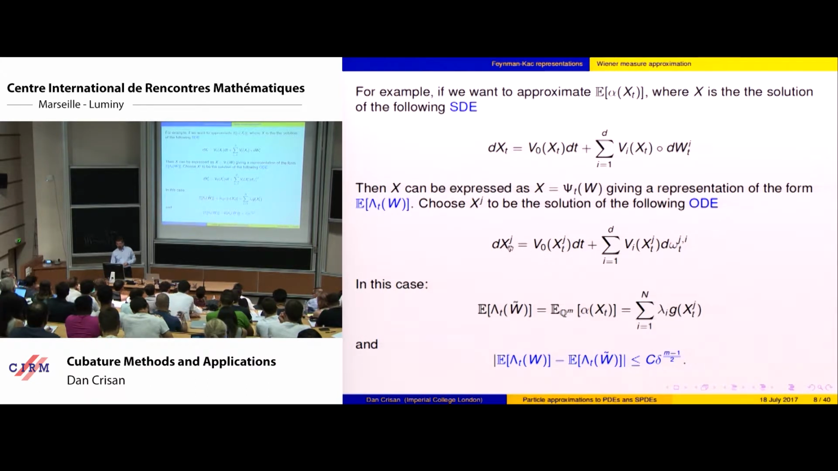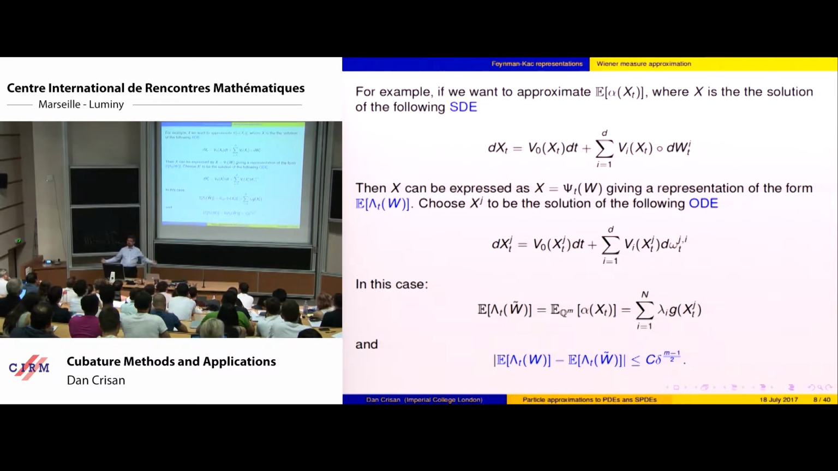Now that I have solved my ODE, how am I going to approximate the functional? I need to compute the expected value of my functional of the solution, but now the solution is only integrated on those paths. So what you do, this should be alpha: you estimate alpha, your function, at the solution of the ODE, and you take the linear combinations of these, multiplied by the corresponding probability for each of those paths. Put differently, you integrate alpha of x_t not with respect to the Wiener measure, but with respect to the cubature measure. It is as simple as that.